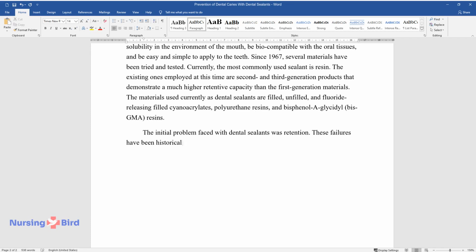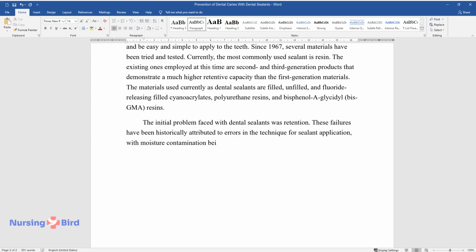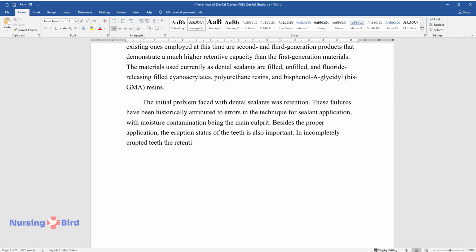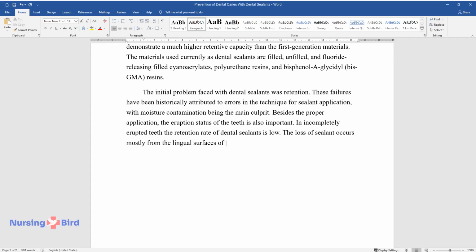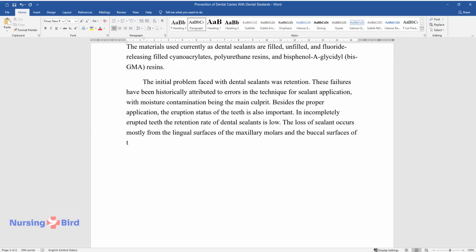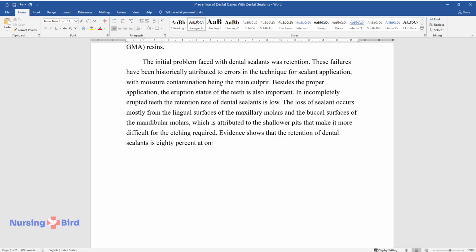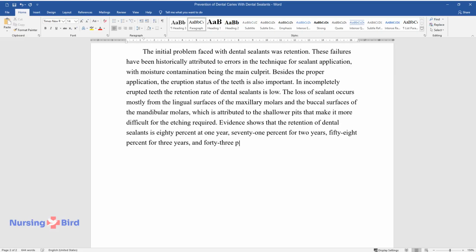These failures have been historically attributed to errors in the technique for sealant application, with moisture contamination being the main culprit. Besides the proper application, the eruption status of the teeth is also important. In incompletely erupted teeth, the retention rate of dental sealants is low. The loss of sealant occurs mostly from the lingual surfaces of the maxillary molars and the buccal surfaces of the mandibular molars, which is attributed to the shallower pits that make it more difficult for the etching required. Evidence shows that the retention of dental sealants is 80% at 1 year, 71% for 2 years, 58% for 3 years, and 43% for 4 years.